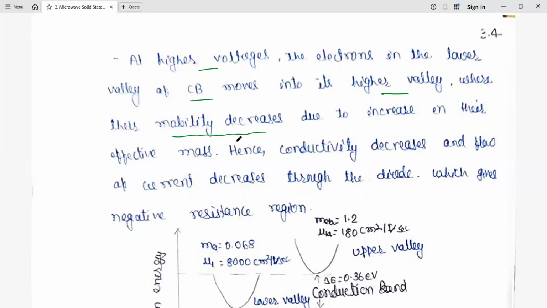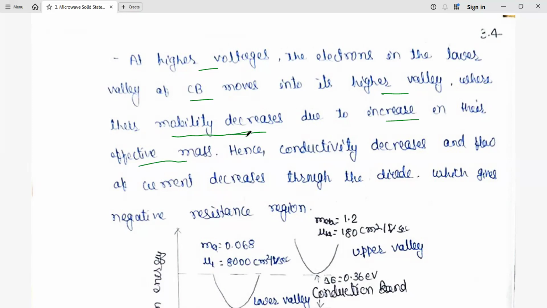Already we have seen about the Gunn effect. So mobility is going to decrease, and due to that, current is going to decrease. It is also due to the increase in their effective mass. So the effective mass of the electrons is going to increase.